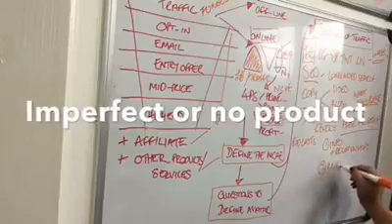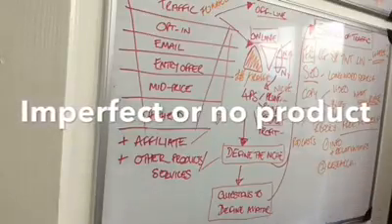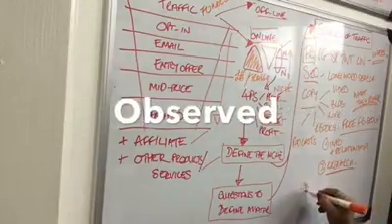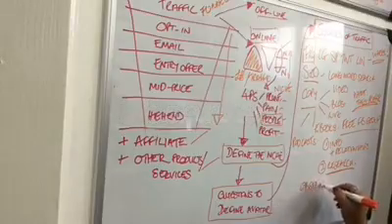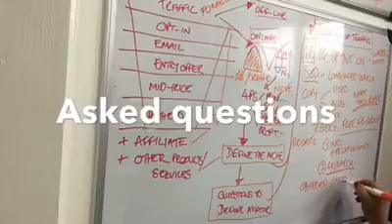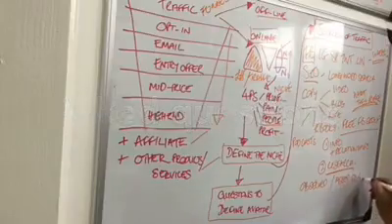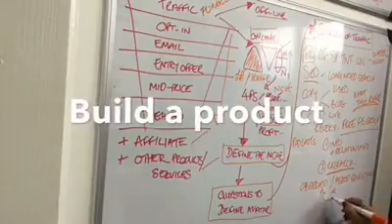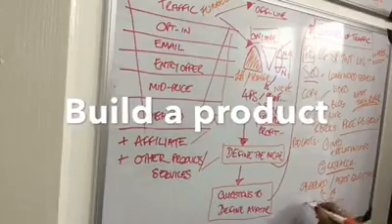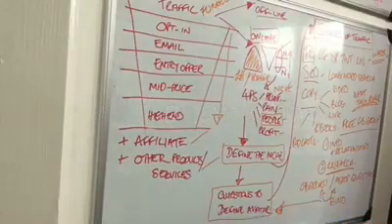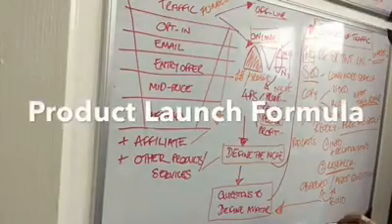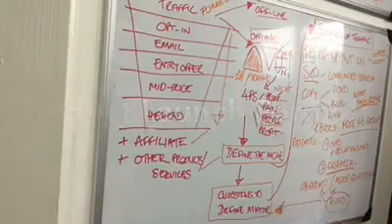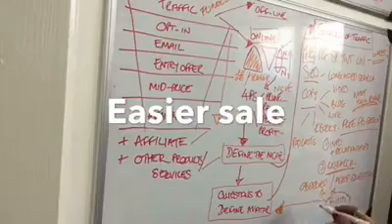You don't have to have the perfect product straight away to sell somebody. In fact, the better products are the ones where you've observed what people struggle with and you've asked questions. And between these two processes, you build a product with your ideal audience, actually with them jointly. It's called a product launch formula, where you actually build something they're already asking for, they already want, because that makes it a lot easier sale.